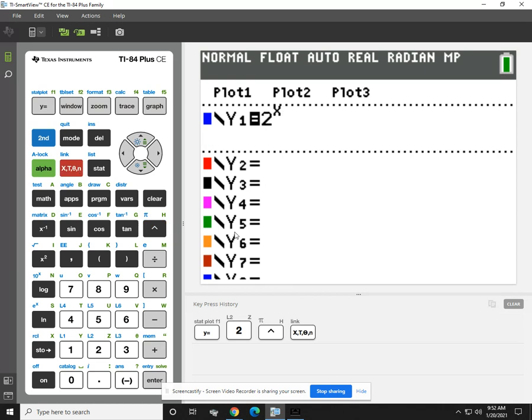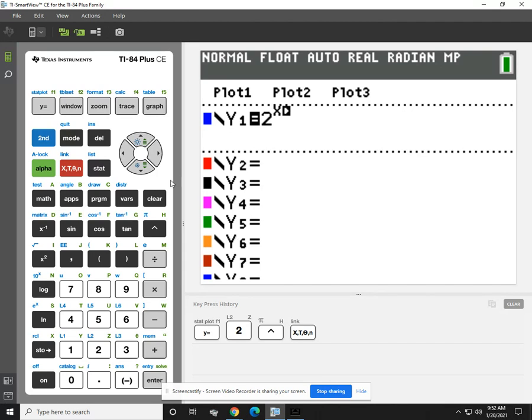Again, I want you guys to notice a couple things. This is just a very basic exponential function, and it has 0 transformations. We'll talk about the transformations next, but it has 0 transformations on it so far. So this is going to be a very basic exponential growth function.